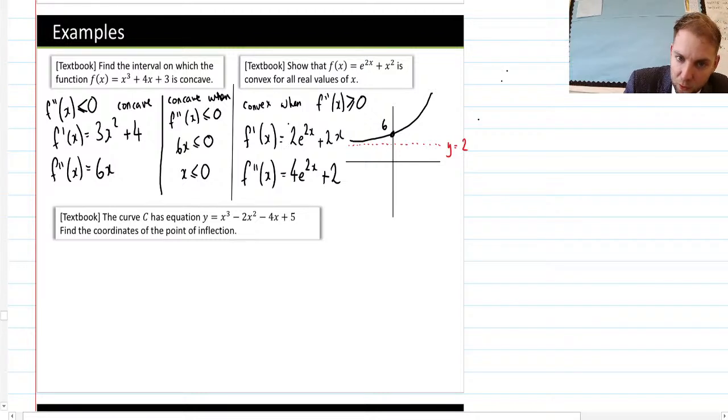So therefore, as f double dash of x is always greater than or equal to 0, f of x is convex for all real values.